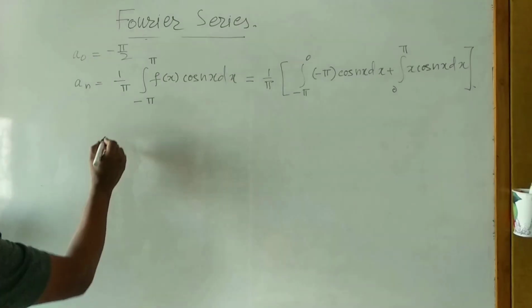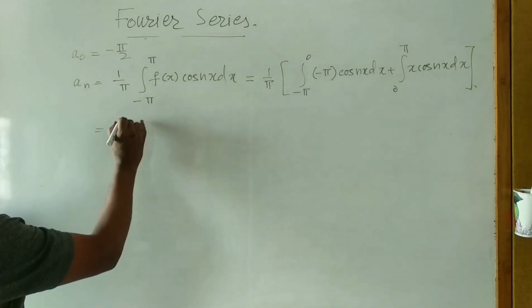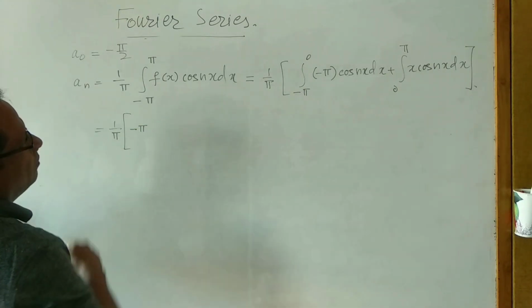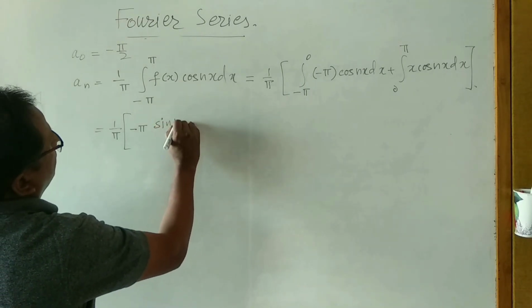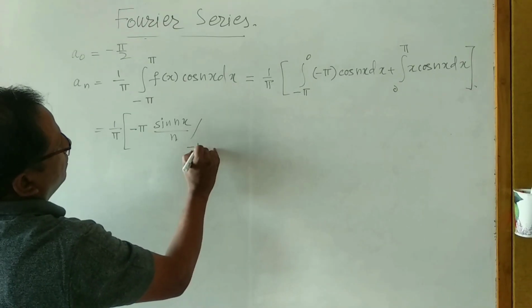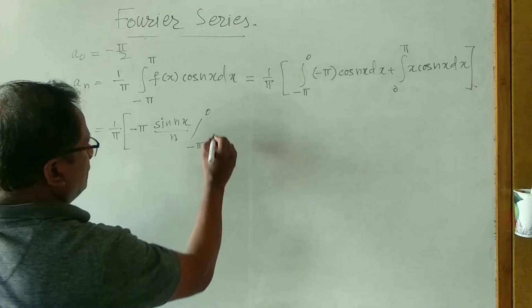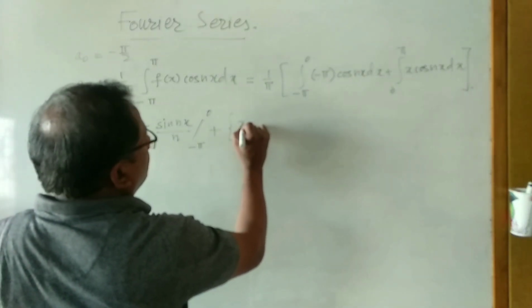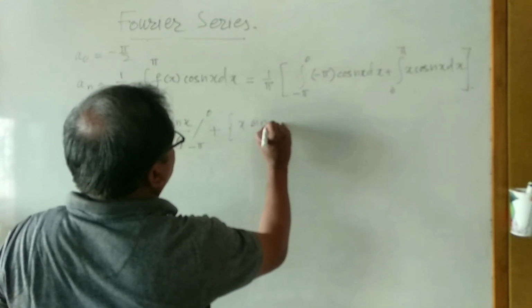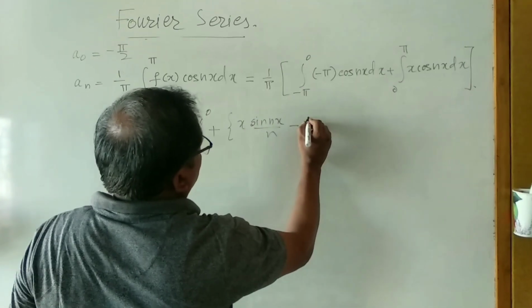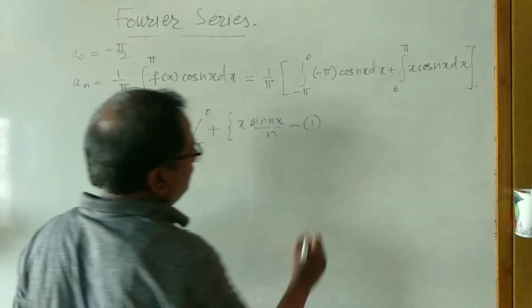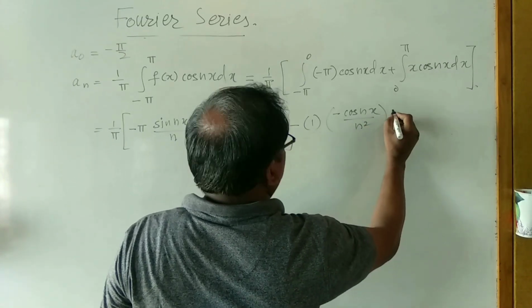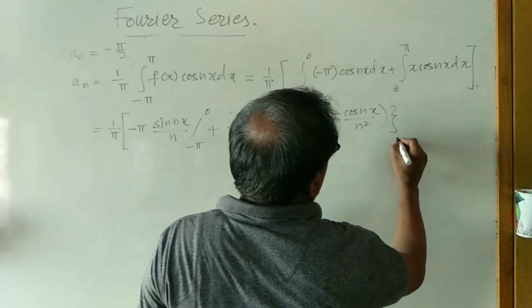Solving these integrals, we'll find it is 1 upon pi, minus pi into cos nx minus pi. Integral of cos nx is sin nx upon n within the limit minus pi to 0 plus integral of x cos nx. We can write this as first function x, integral of cos nx is sin nx by n minus derivative of this x is 1 into integral of sin nx upon n is minus of cos nx upon n square. So here complete the integral within the limit 0 to pi.